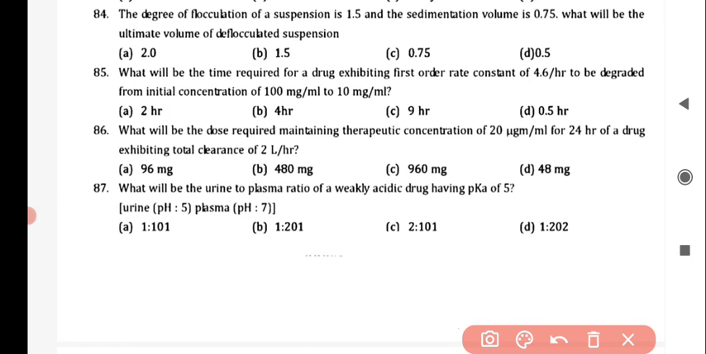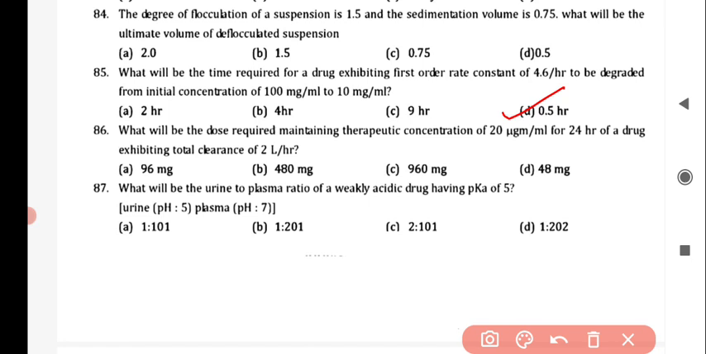Next question is, what will be the time required for a drug exhibiting first order rate constant of 4.6 per hour to be degraded from initial concentration of 100 mg per ml to 10 mg per ml? And the correct answer is option D, 0.5 hour.